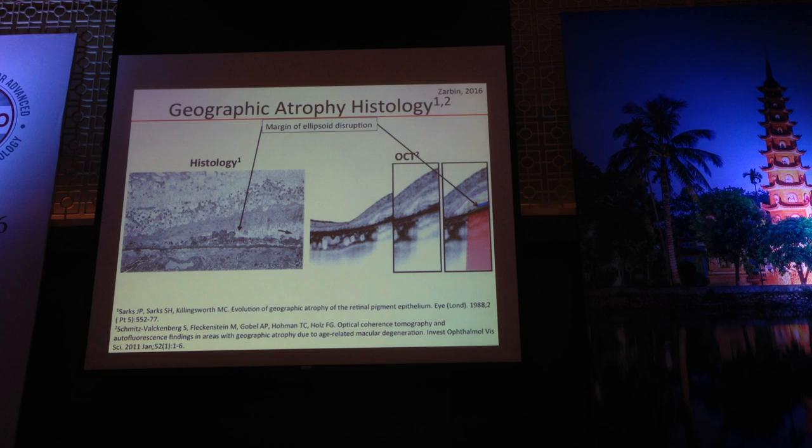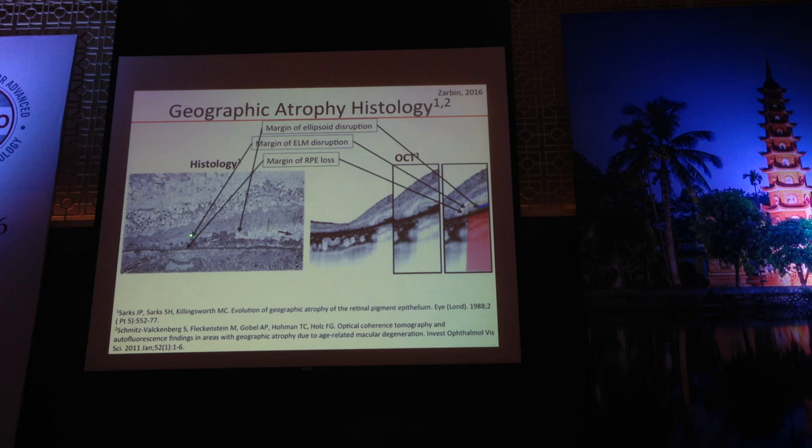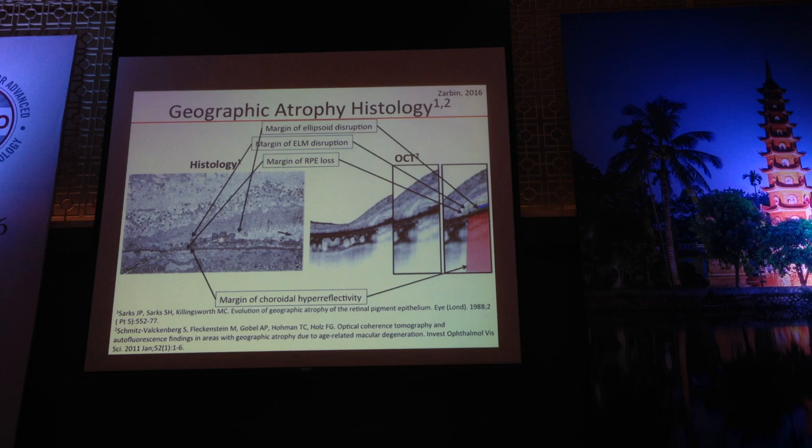that actually is where outer segments are lost, but we still have an external limiting membrane. So the margin of the external limiting membrane disruption is very closely correlated with the margin of RPE loss, and that's very closely correlated with where the hyperreflectivity zone is on the OCT. And this area is where we see the increased fundus autofluorescence, as I just mentioned. And you can see that inside the area where we have no fundus autofluorescence, we actually have living photoreceptors.